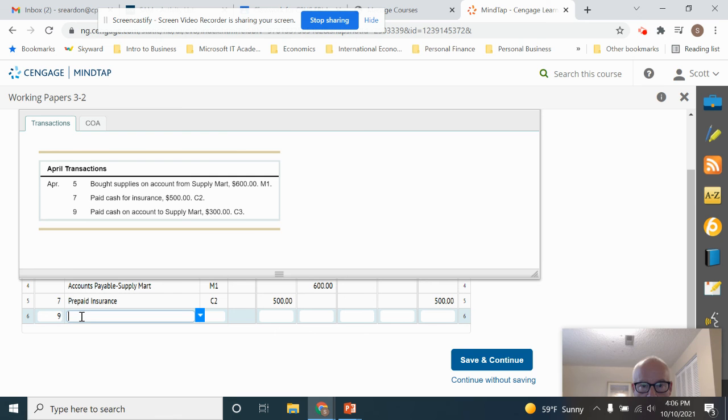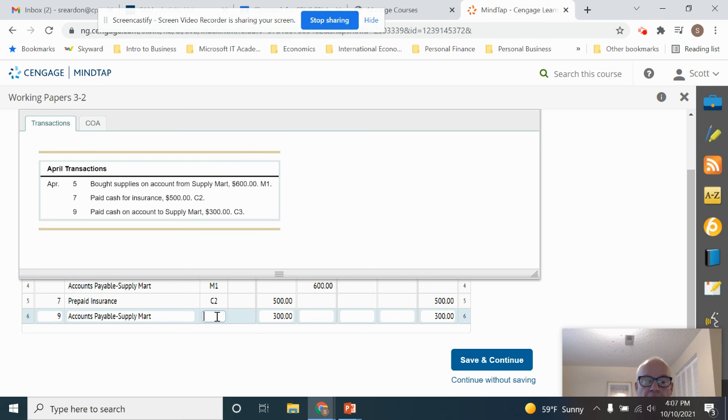Last transaction on the 9th. I'm going to pay cash on account to Supply Mart. Okay, did I sell anything? No. Did I buy anything? No. Which accounts are affected? Well, cash, obviously. And what does on account mean? Well, when I'm buying stuff, that means I owe them money. So what am I debiting? I'm debiting accounts payable Supply Mart for $300. I'm going to be crediting cash, because I already have a special account for cash, $300.